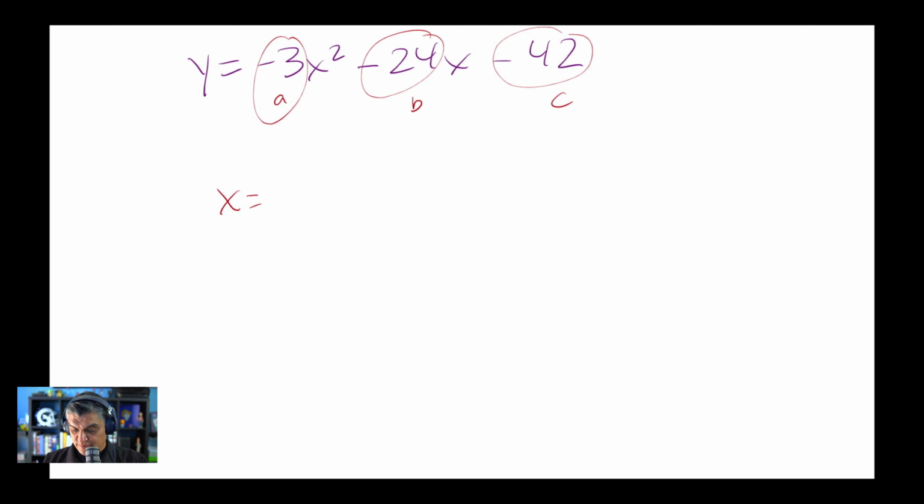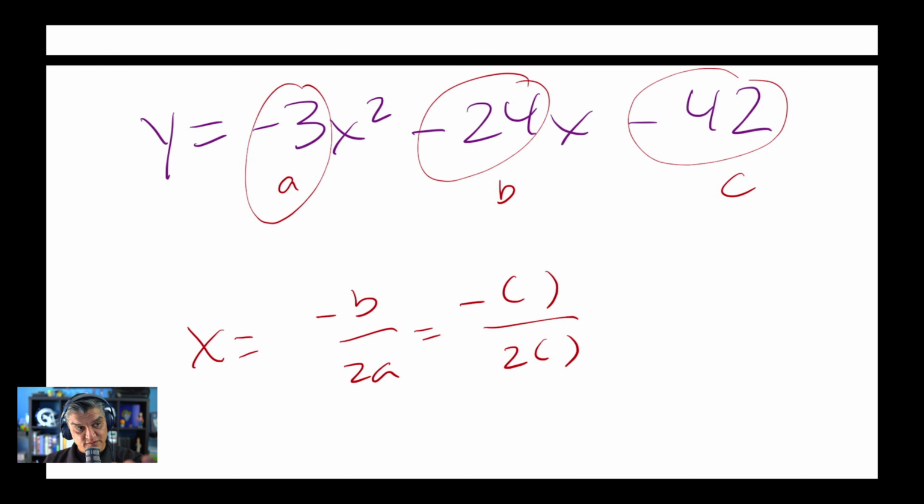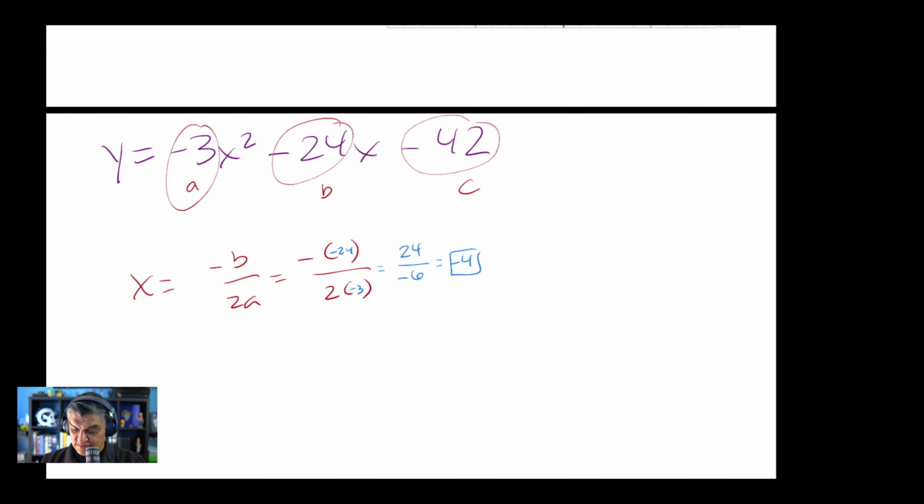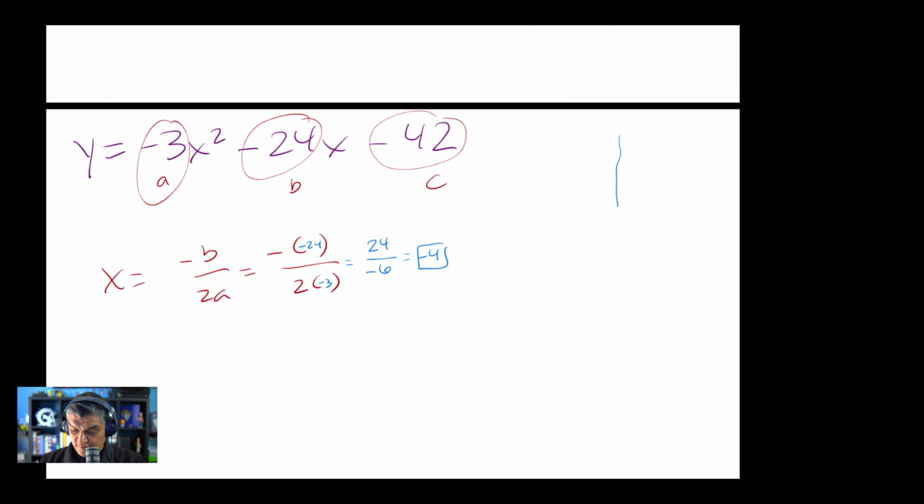So x equals -b over 2a, which equals negative blank over 2 blank. I always recommend doing this, putting blank, so that way you don't get your minuses confused with your negatives. And so my b is -24, so I put -24 right there. And my a is -3, so I put -3 there. So -(-24) is +24. 2 times -3 is -6, and 24 divided by -6 is -4. So my axis of symmetry, if I'm drawing a little sketch, that's horrible.